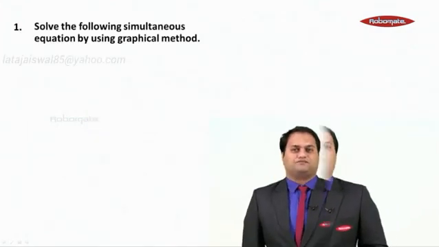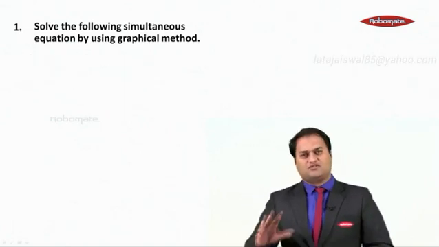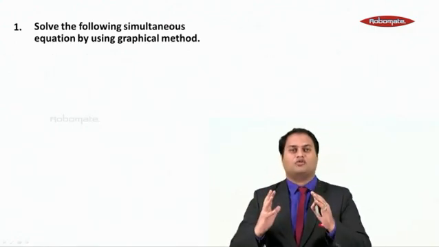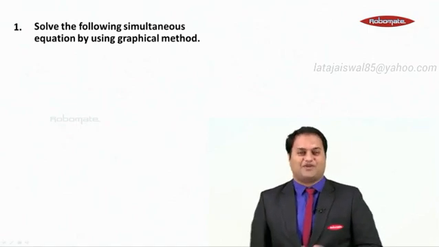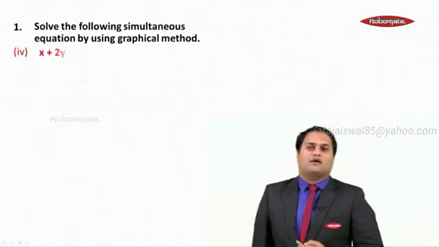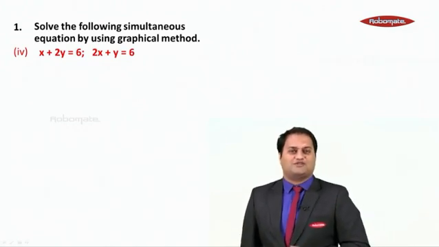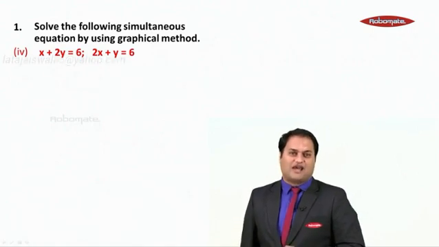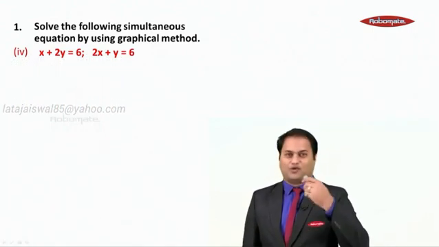Let's take a sum. Solve the following simultaneous equations by using the graphical method. This is not from the textbook. This is just one sum that we have taken for you all to understand what exactly the graphical method is. x plus 2y is equal to 6 and 2x plus y is equal to 6. We need to solve it. Solve it means we need to find the value of x and the value of y by using the graphical method.